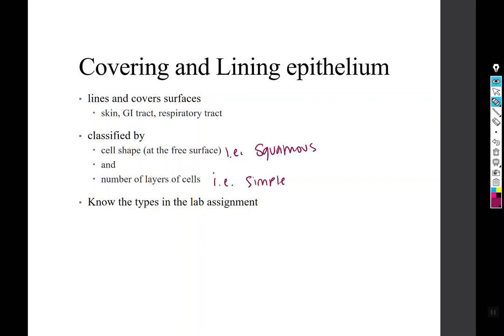When you give me a name of a tissue and it's an epithelial tissue in lab, you need to say something like simple squamous epithelium or stratified squamous epithelium or simple cuboidal epithelium. You need to give me all 3 words because that is the most complete and most accurate description of that tissue. So don't just say squamous, don't just say simple. Please don't say simple stratified, can't be both. Make sure that you're mindful of your terminology.